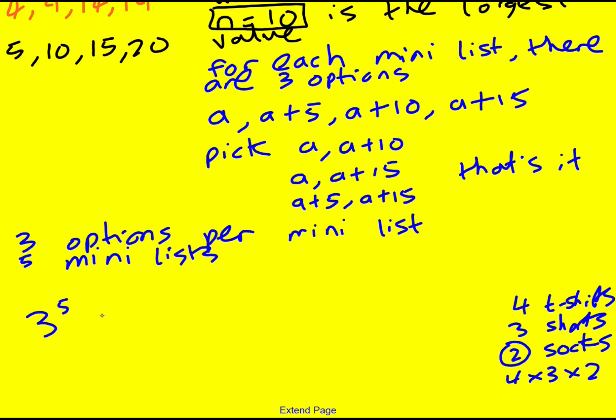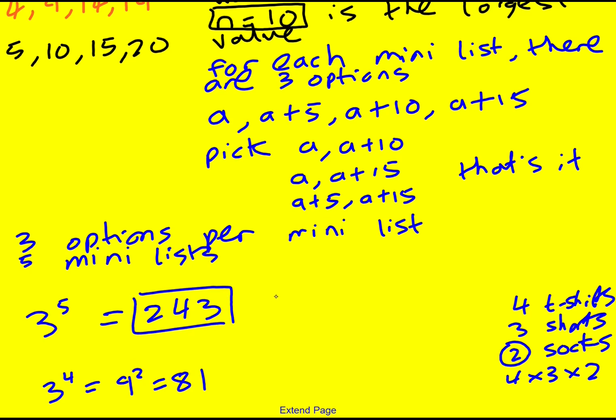So we get 3 to the power of 5. Now, 3 to the power of 4 is actually 9 times 9. It's 3 times 3, 9. Then times by 9 again, so 81. So there's little shortcuts to working these things out. It's 81 times 3. There's going to be 243 possible lists.